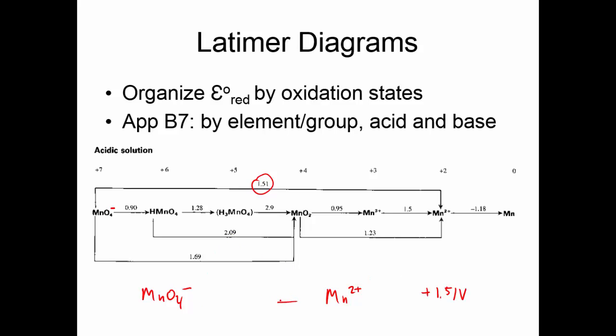And I can figure out what the balanced half reaction is by balancing this transition. We're going from positive 7 to positive 2, so that means we're reducing by 5 electrons. We have 4 oxygens on this side, so we need 4 oxygens on this side. So we'll add 4 waters, and then now we have 4 times 2, 8 hydrogens on this side. So we need 8 hydrogens on this side in the form of hydrogen ions. So that's the balanced half reaction with this standard reduction potential from this line on the Latimer diagram.